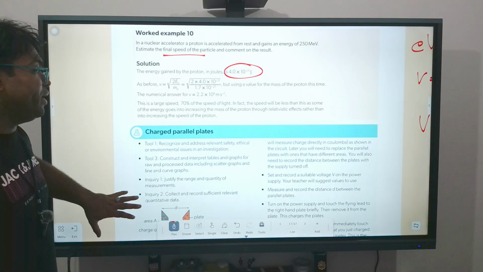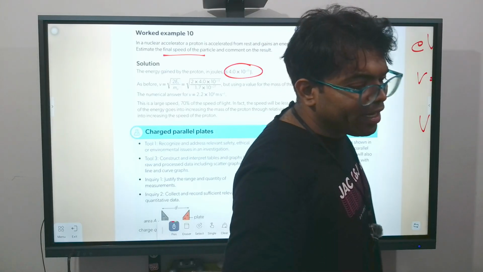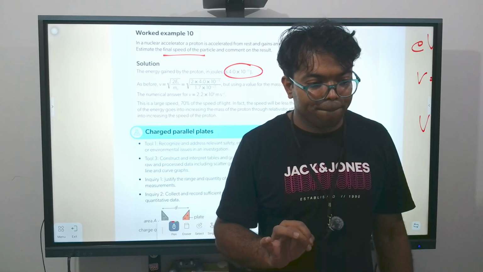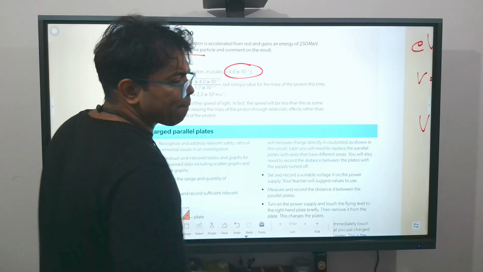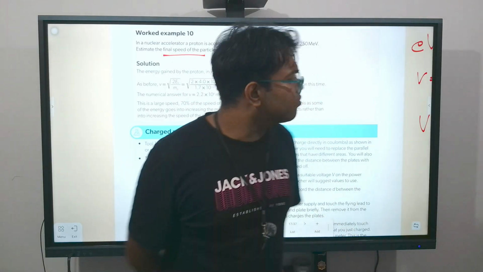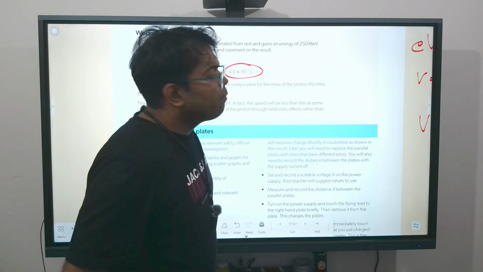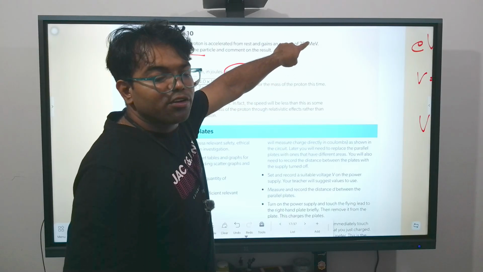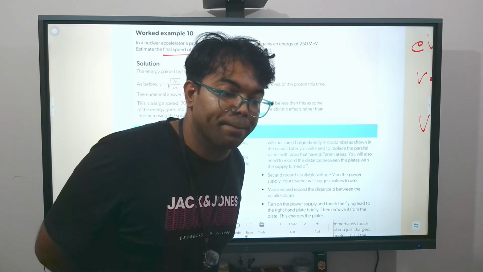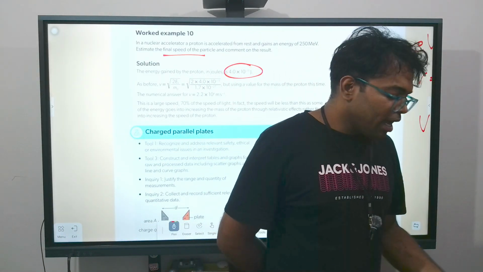Okay, this is a very large speed. Did you understand this question? Any doubts in this question? If you have any doubts, this is the time to ask. Okay, next. Yeah, because this is in mega electron volts, electron volts has to be converted into joules if you want to find the speed in meters per second. Clear? So that is the requirement that you need to understand.